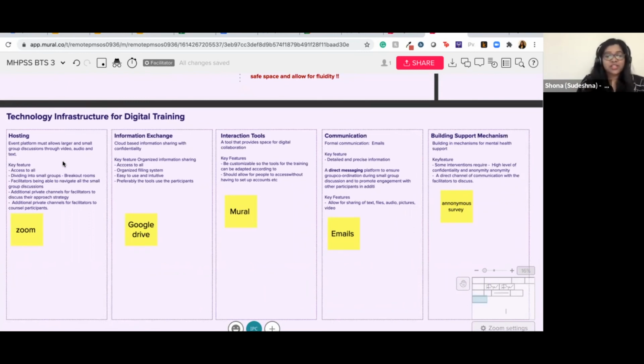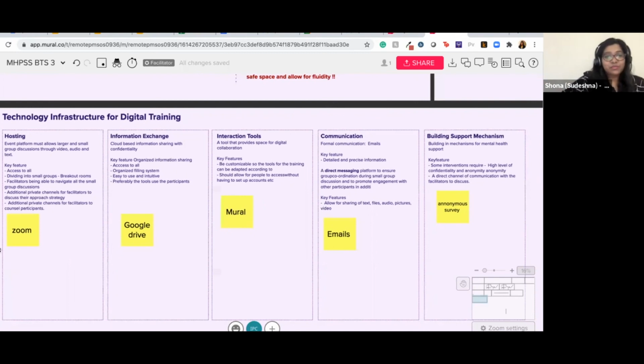Additionally, two important things that you might want to remember here is to create private channels. So maybe a private breakout group for if at any point of time, because this is an MHPSS training, you need participants to step out, if you want to give them a counseling session, or have an additional channel for facilitators to coordinate among themselves. The platform that we used here was Zoom.